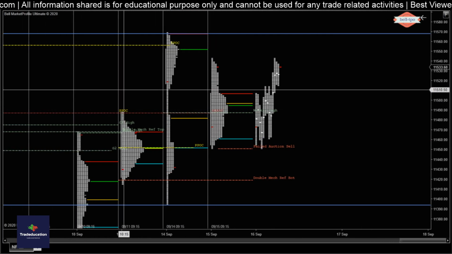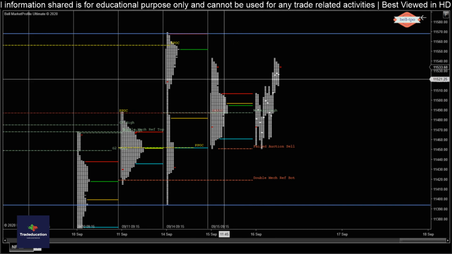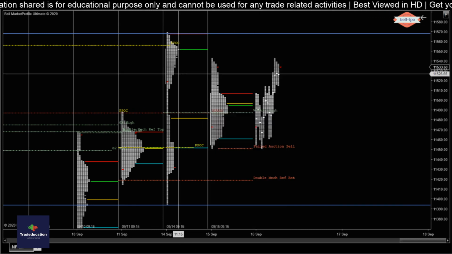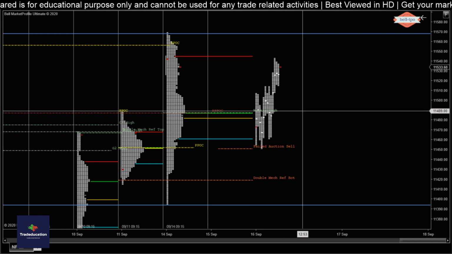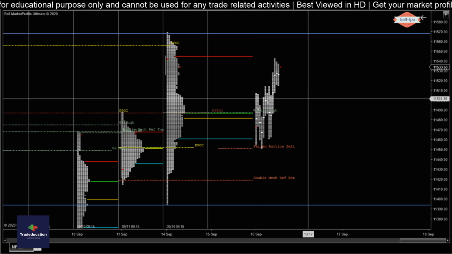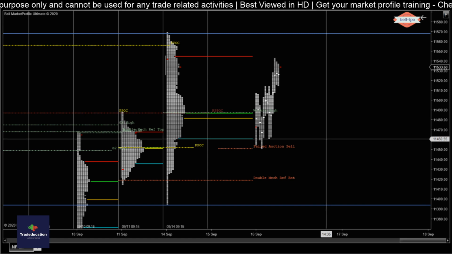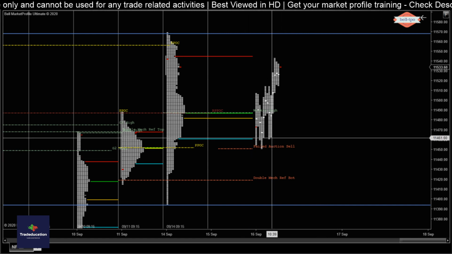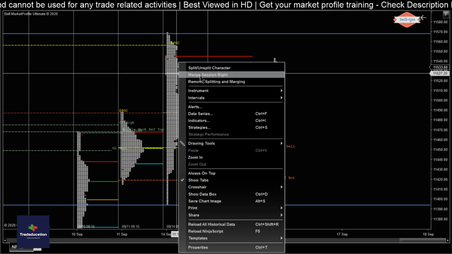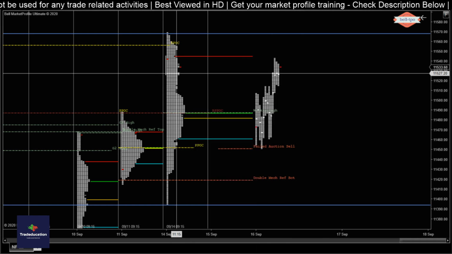Overall we have an inside day, and let me merge. This is the VPOC, so this is one reference level. This is the value area high, and this is the value area low. Here, if you see, multiple times buyers came in. Let me now remove the splitting and merging.